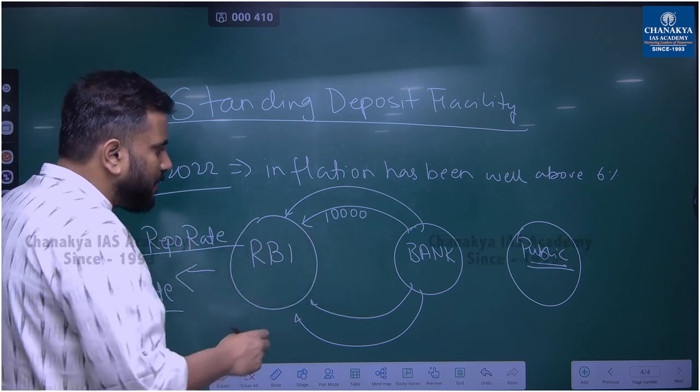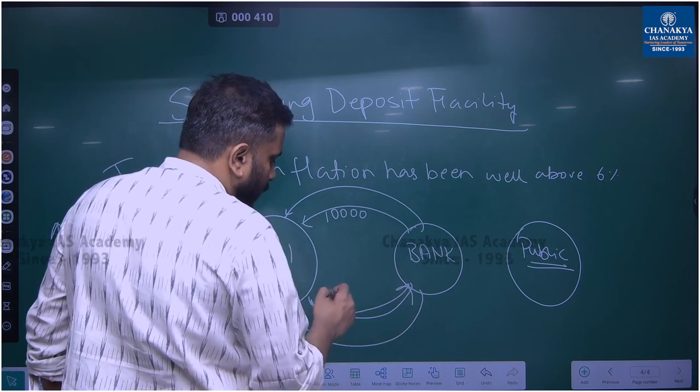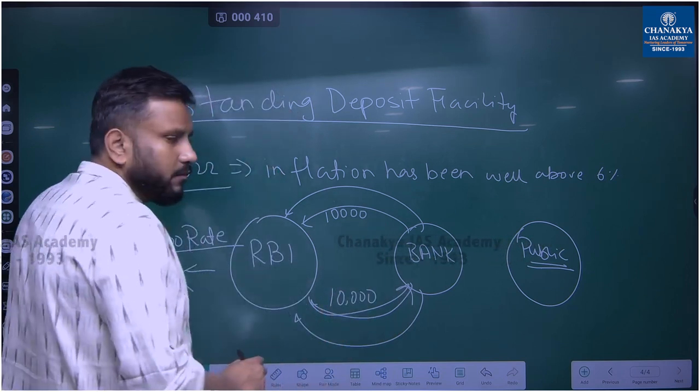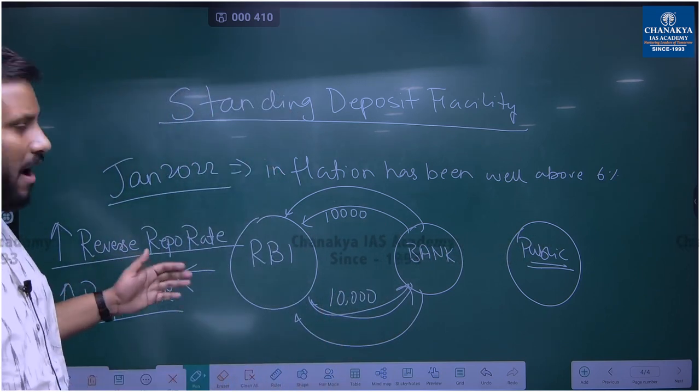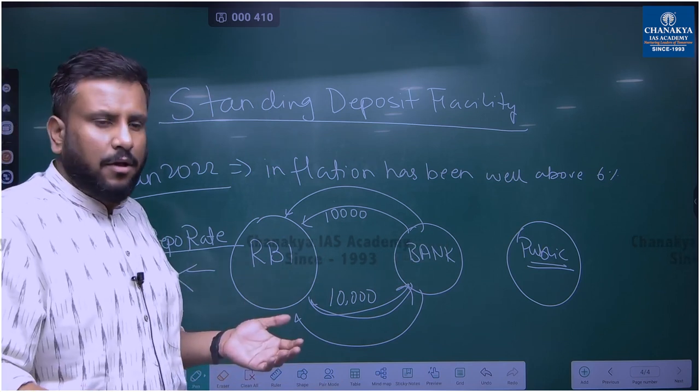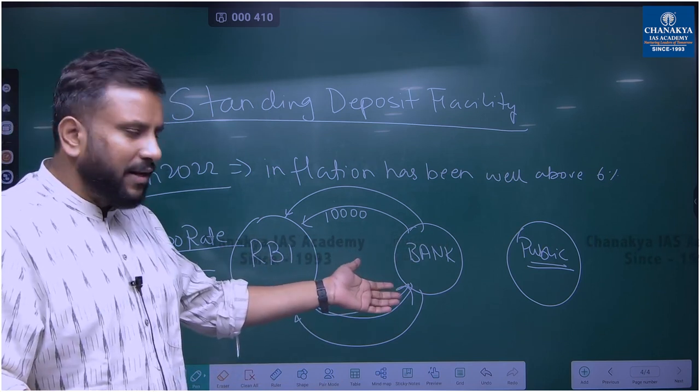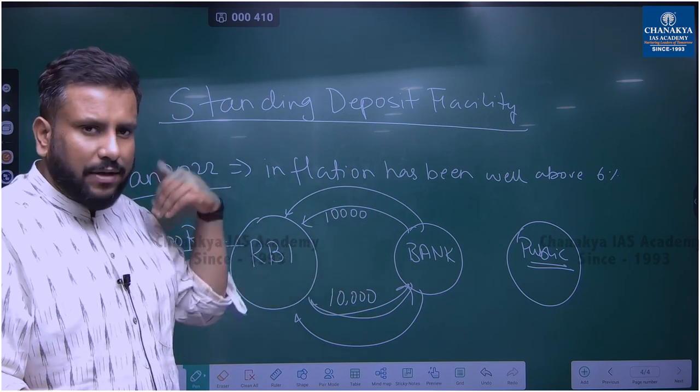But for that, RBI will have to sell securities worth 10,000, because in the reverse repo rate, you have to deposit a collateral. So RBI will have to give a collateral worth 10,000 to the bank and then suck out 10,000 from the bank.